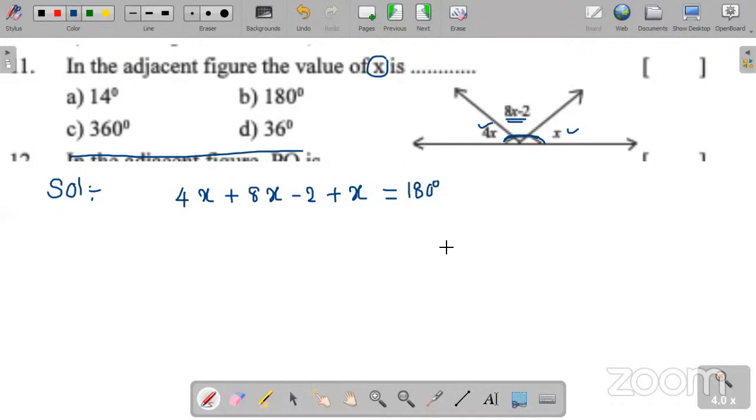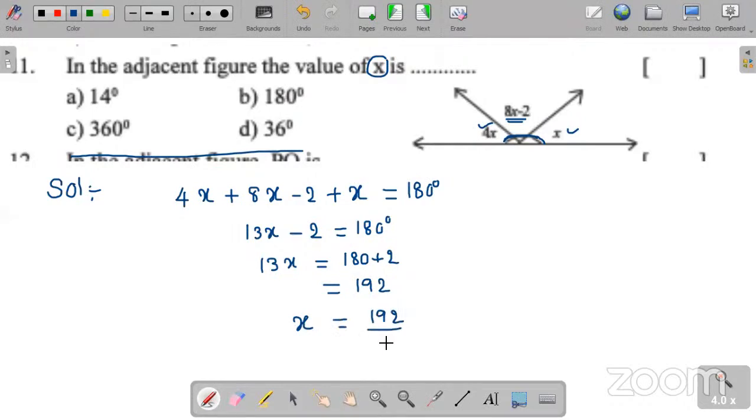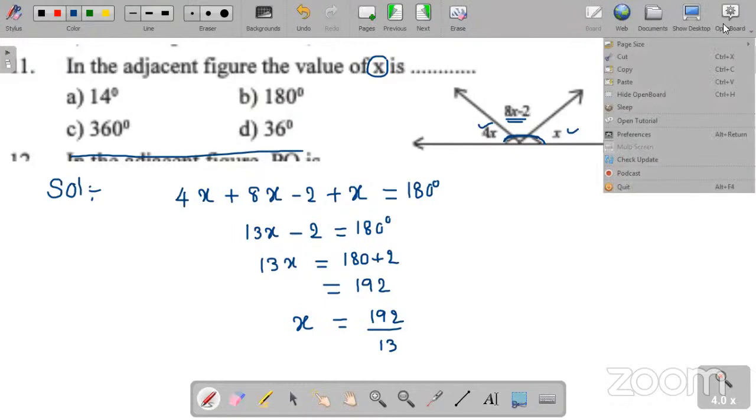Clear? So now 4x, 8x, x are like terms. Let us add. 4x plus 8x is 12x, plus x is 13x, minus 2 is equal to 180. So now how can you proceed? Take minus 2 to this side, you get 180 plus 2, you get 192. So we need the x value, 192 divided by 13. So now tell me, what is your answer? 14. Oh, wonderful.